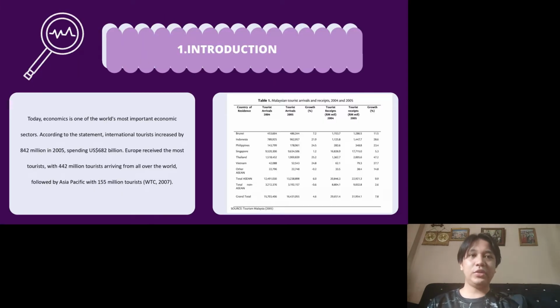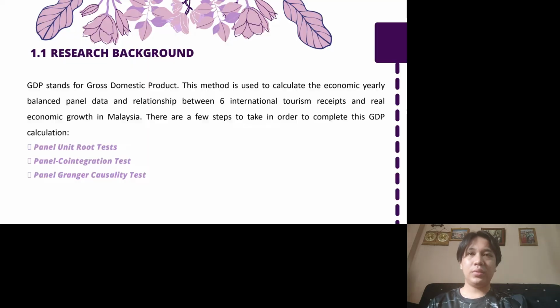Chapter 1, Introduction. On the research background, state that the GDP stands for Gross Domestic Product. This method is used to calculate the economy yearly balance panel data and relationship between international tourism receipts and real economic growth in Malaysia.